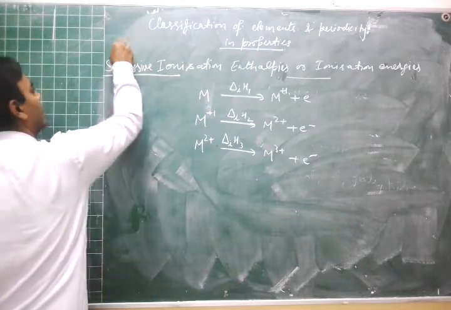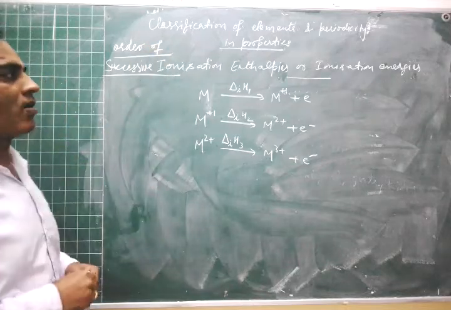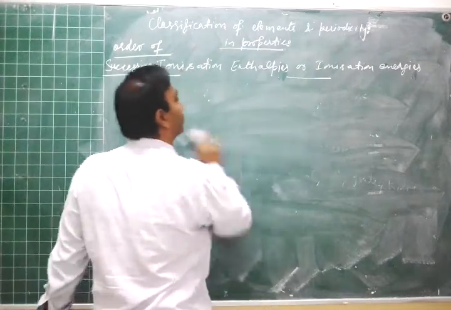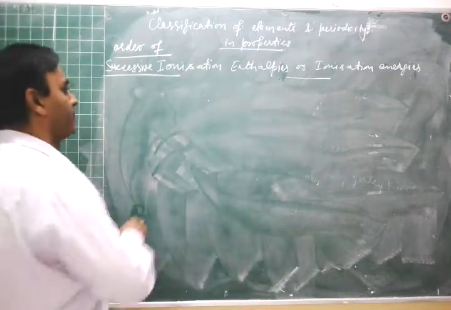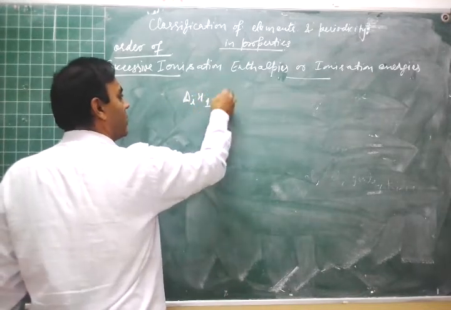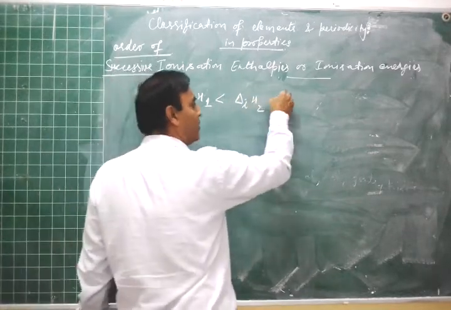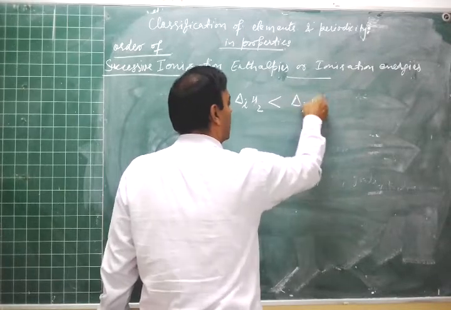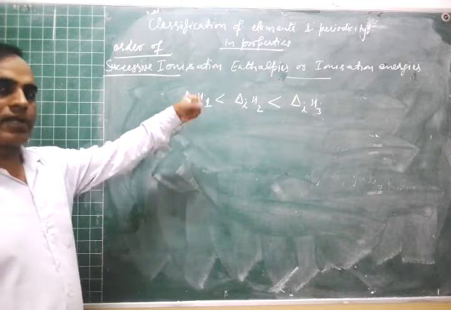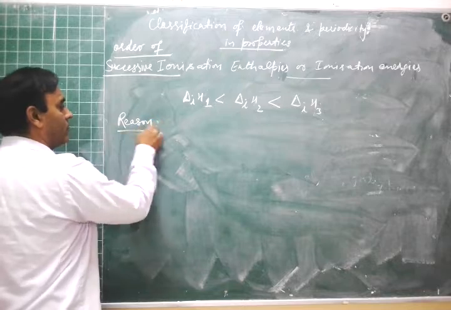Now what is the order of these successive ionization enthalpies or ionization energies? First ionization enthalpy is less than second ionization enthalpy, which in turn is less than third ionization enthalpy. Now we will discuss why it is so. Reason.